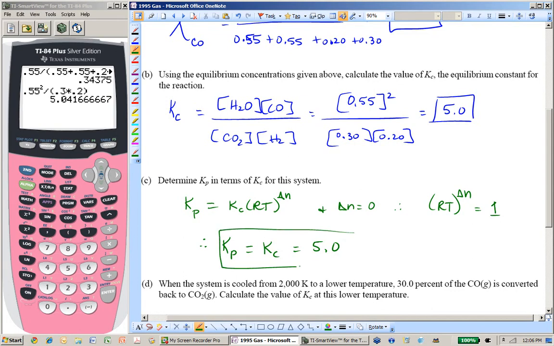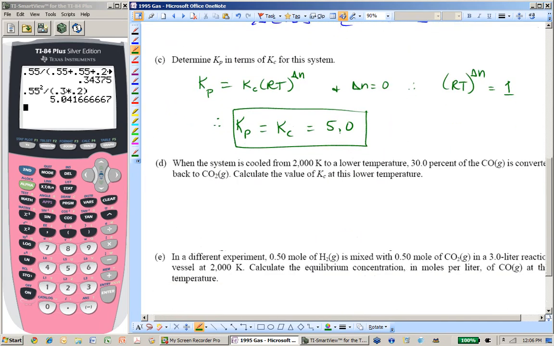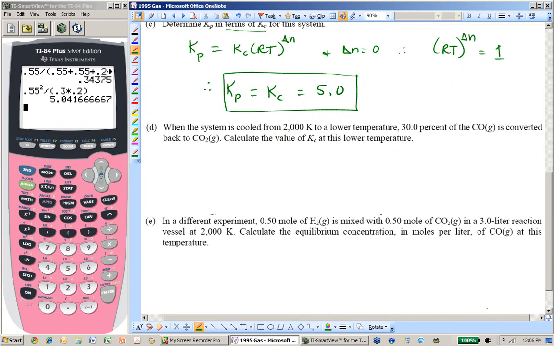This was the piece they were looking for. This was only worth 1 point, so you either got it or you didn't. And I don't think that you had to put the 5.0 because it says in terms of Kc, but they wanted to make sure that you understood. So if you stopped with what I wrote above, that delta n is 0, therefore Kp equals Kc, that would be all right. But I think it's better to just finish it off in case you didn't read the problem correctly and get in that habit, because it might have asked for the value, in which case you'd have had to put the 5.